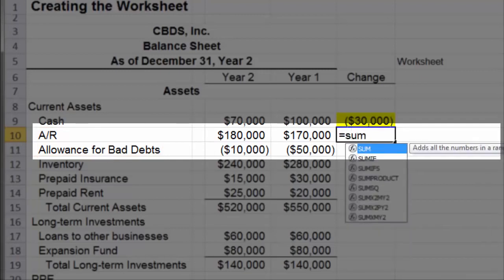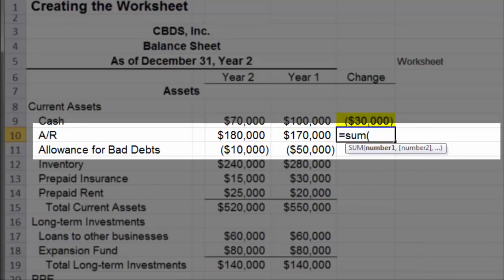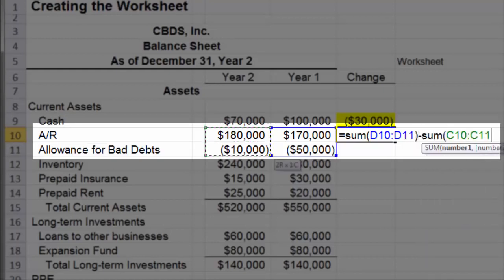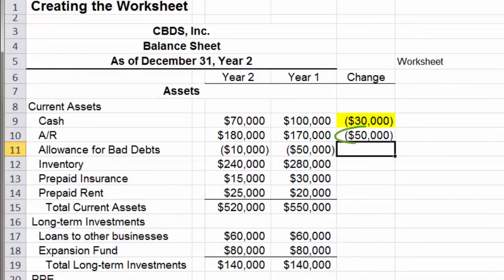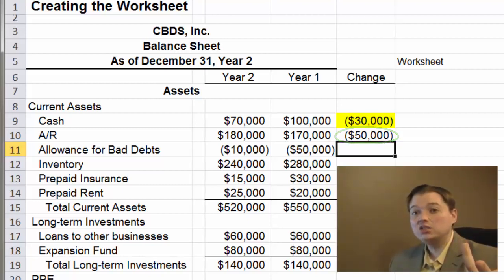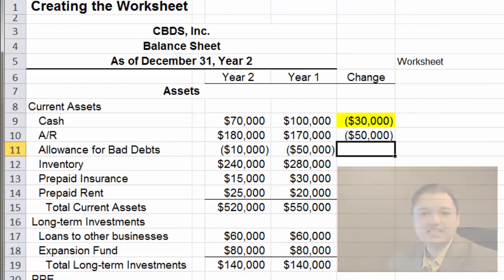We're going to take the sum of these two numbers. Whoops, so we get the parenthesis the right way. Minus the sum of those two numbers. So basically what I'm doing is I'm taking the net accounts receivable, what I think I'm really going to get from year 1, minus what I think I'm really going to get from year 2. And that's going to give me a $50,000 increase in accounts receivable. Accounts receivable went up. I didn't collect that cash, so cash must be less.